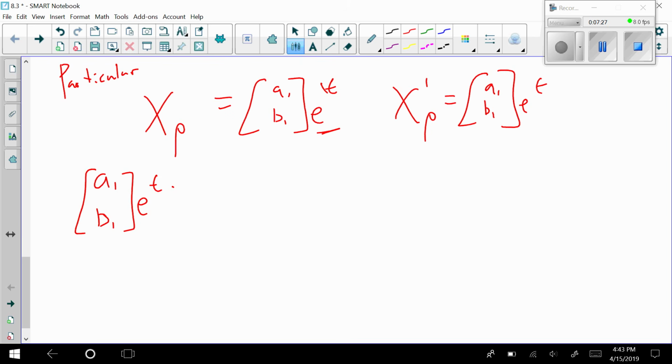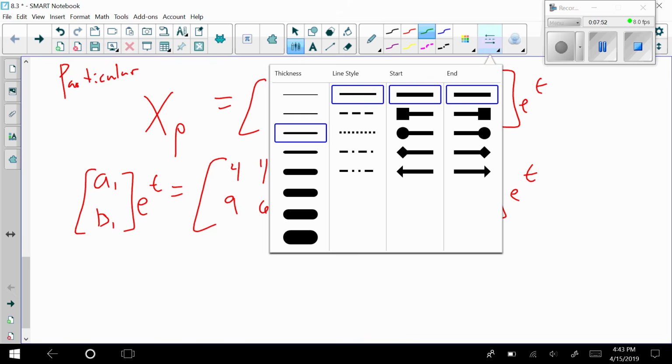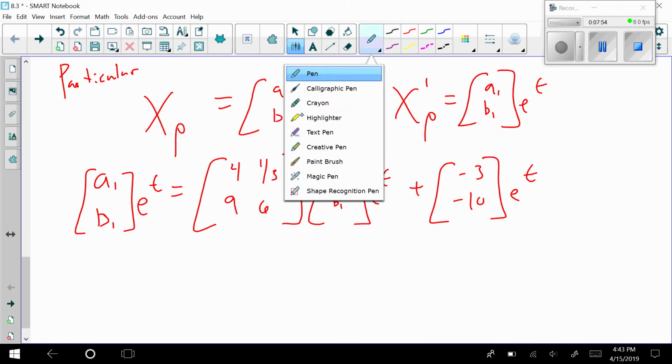e to the t equals, then I had a 4, a 1/3, 9, a 6 for my a, then it was x, so this is a sub 1, b sub 1, e to the t, plus this -3, -10. Don't forget that this is not 0, so we have to include it. And from here, see how well I can do this. Maybe I'll get the highlighter, in fact.